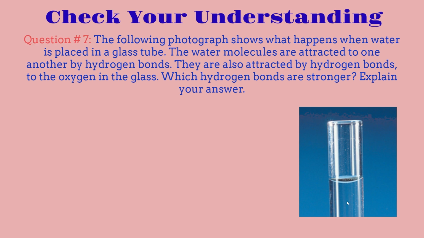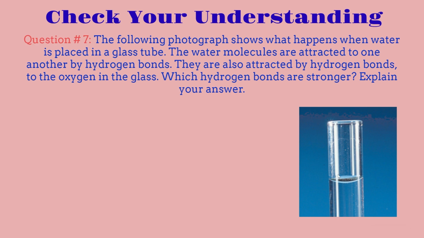So is the hydrogen bond inside of the water stronger, or is the hydrogen bond inside of this glass tube stronger? So inside of this glass tube, the water would be going towards the edge. So it would be going upwards towards the edge because of the hydrogen bonds. So the question is basically just asking, is the hydrogen bond inside of the water stronger, or are the hydrogen bonds touching the surface or the sides of this glass tube stronger?